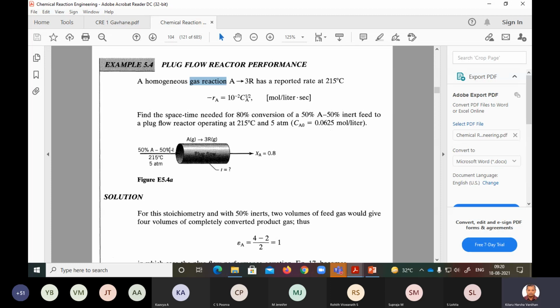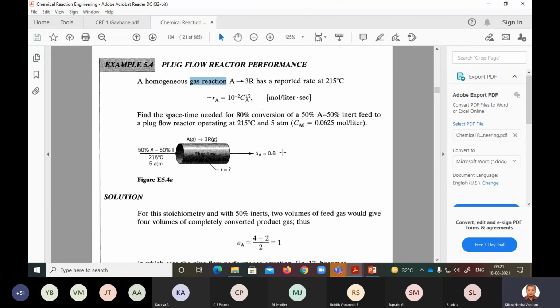So 50% A, 50% inert. So what will be the expansion factor? Put the tabular column that I put: A, R, inert, and then total, at XA is 0 and XA is 1. Yeah, try calculating that. How much expansion factor are you getting?